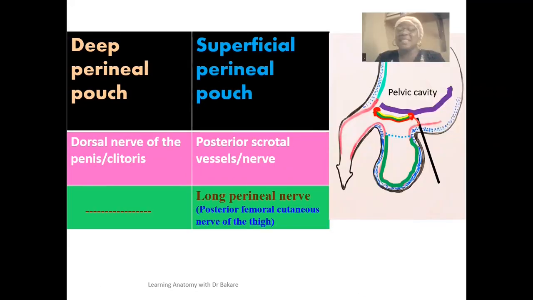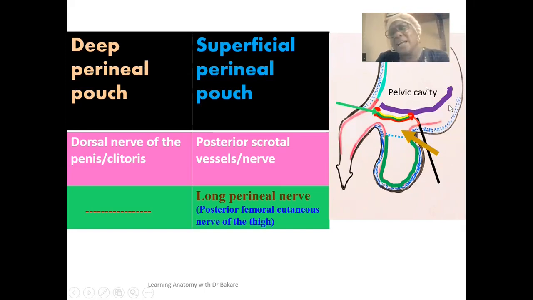So let's use this slide to describe the differences in neurovascular structures seen between the deep and the superficial perineal pouches. If you look at this image here, this is where we have the deep perineal pouch that is deeply placed within the perineum, and we have the superficial perineal pouch here that is superficially positioned within the perineum. We say that the deep and the superficial perineal pouches are located within the anteriorly placed urogenital triangle, and this is what is presented here in this image.